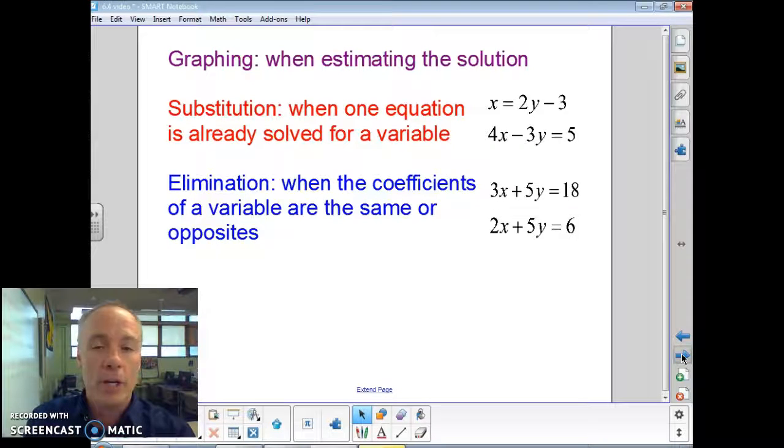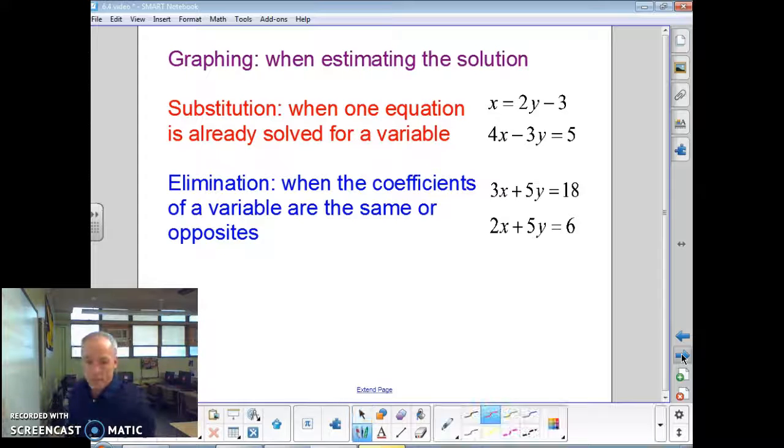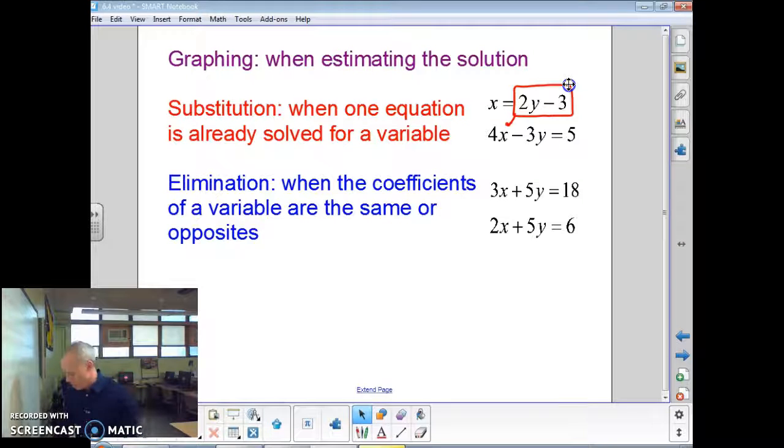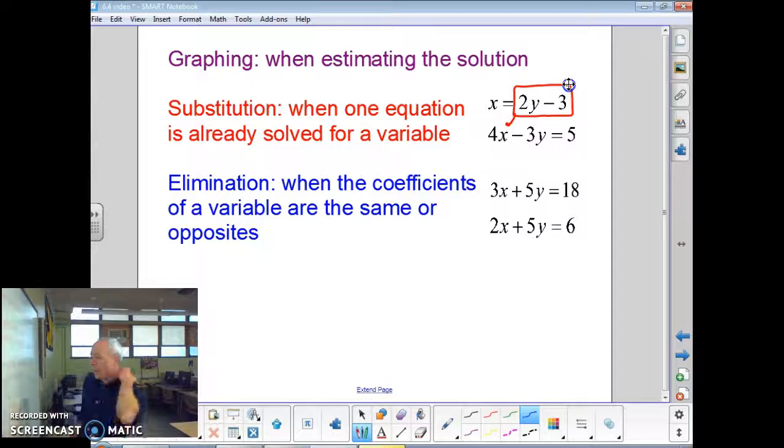If you're going to graph, you're basically looking for a quick estimate of the solution, the point of intersection. Substitution depends on the form the equations are in. In this first case, substitution is the way to go because you've already got one variable isolated, the x, so you can put a box around what x is equivalent to and substitute it in for x in the other equation. Now, use elimination when the coefficients of a variable are the same or opposite.